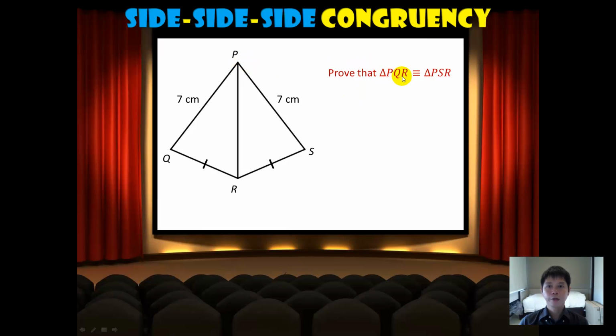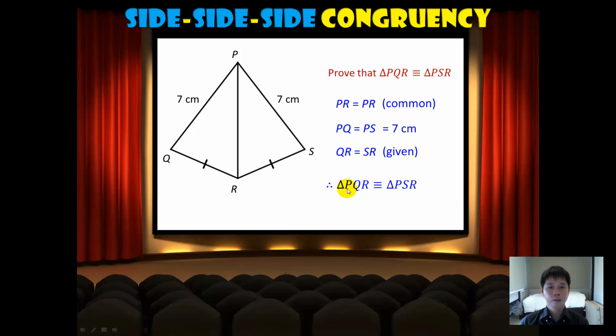Yes, PR in triangle PQR corresponds to PR in triangle PSR. Are these two lengths equal? Well, definitely. PR equals PR because these are the common length. PQ equals PS because they are both equal to 7 cm. And finally, is QR equal to SR? Yes, QR equals SR because it is given. And therefore, we can conclude that triangle PQR is congruent to triangle PSR. And we will write down the congruency test SSS here.